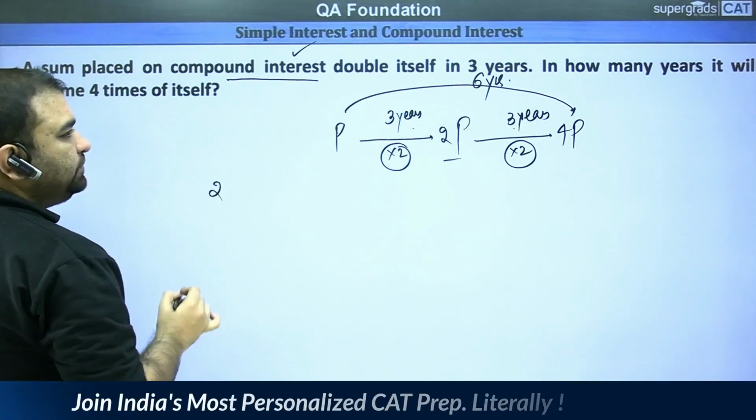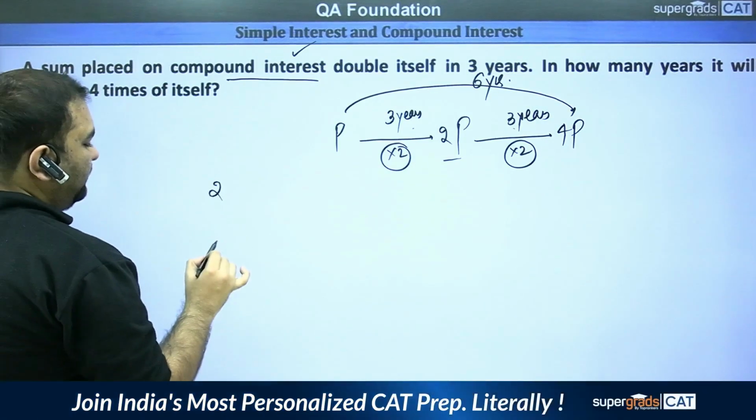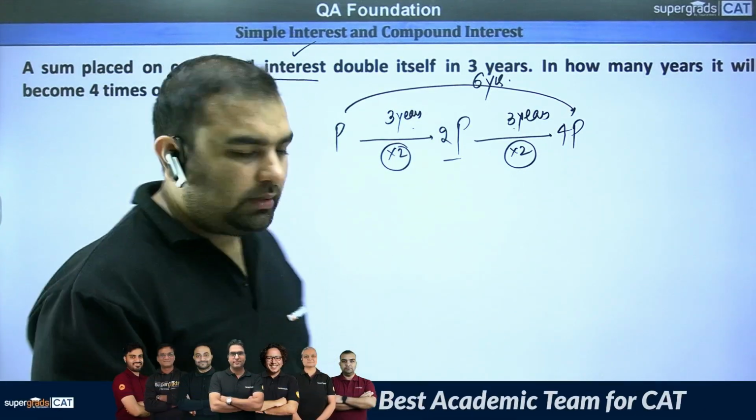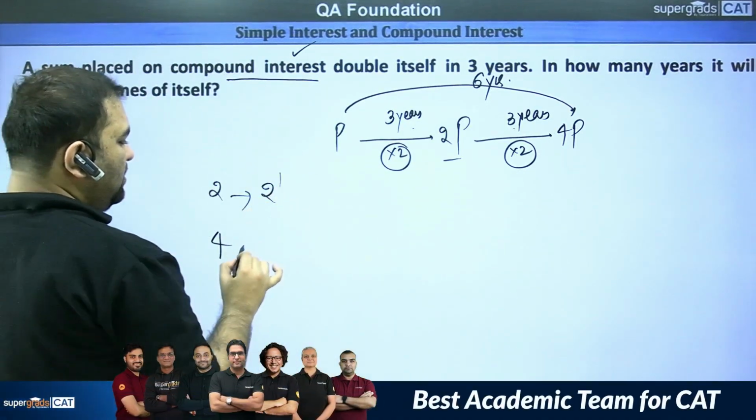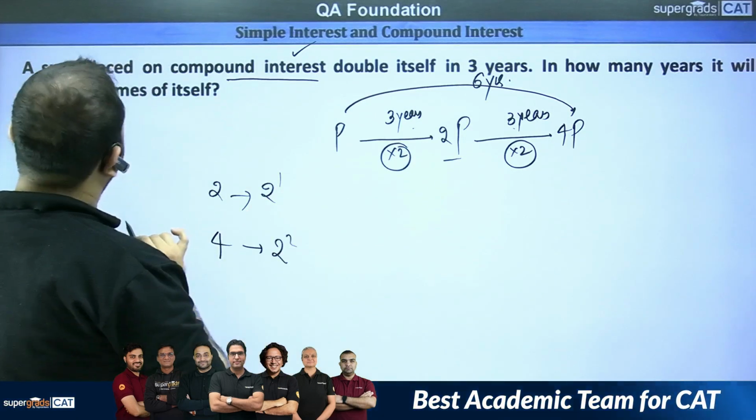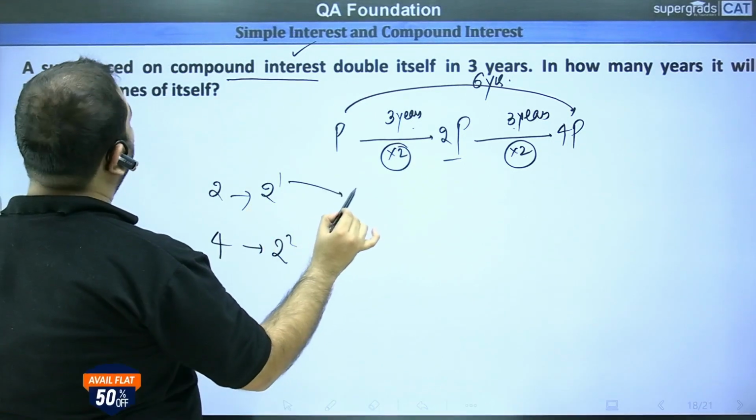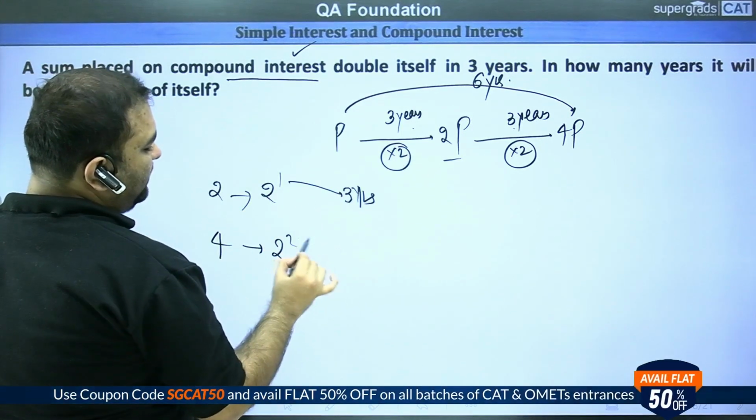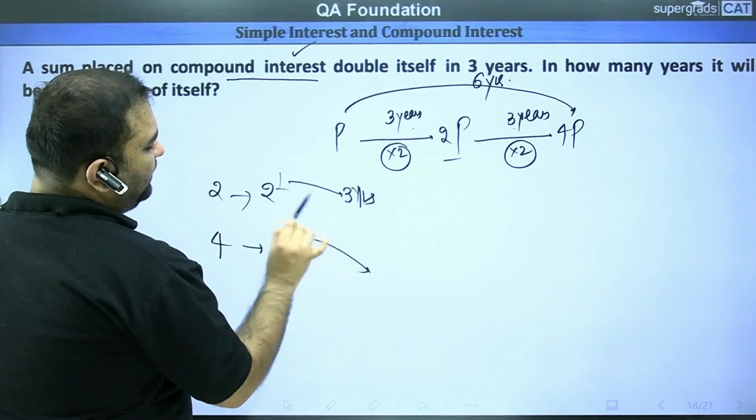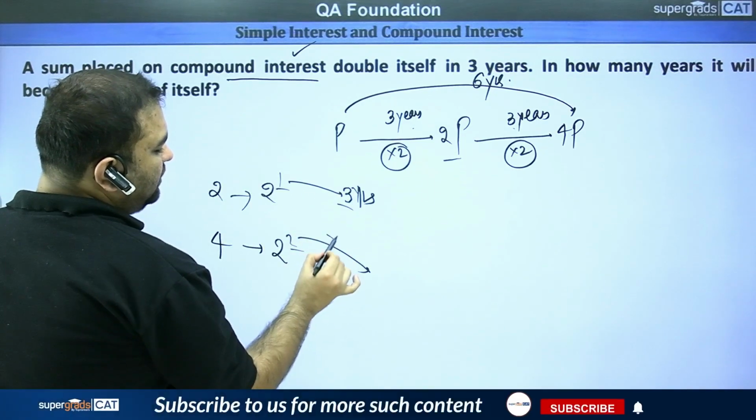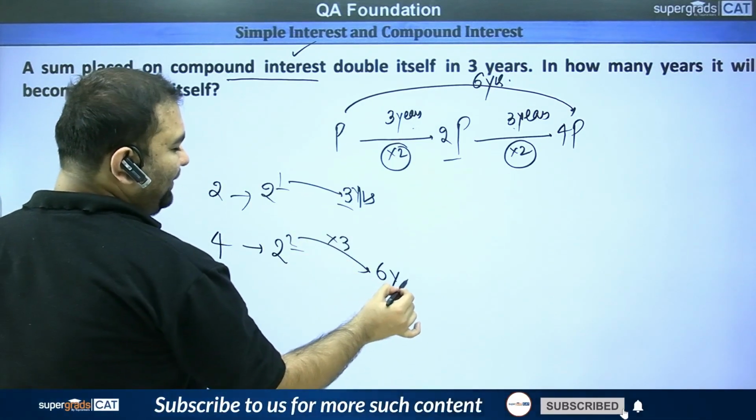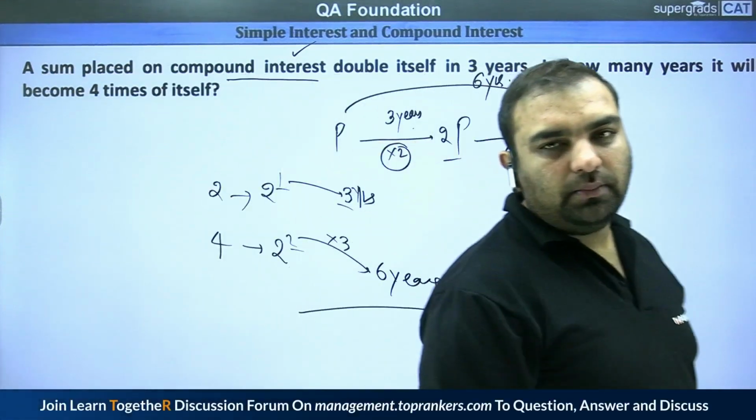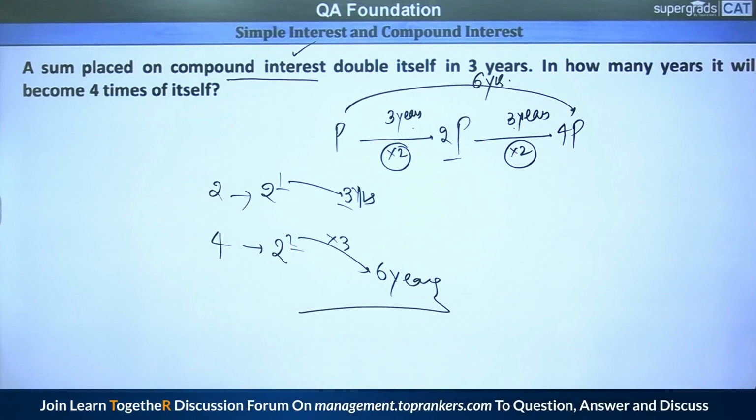Double means 2, 4 times means 4. Write them in the powers of the same number. So 2 की power 1, 2 की power 2. 2 की power 1 is in 3 years, so 2 की power 2 would be in 2 into 3, 6 years. Okay. So no matter how big the amount is, you can always do it like this.